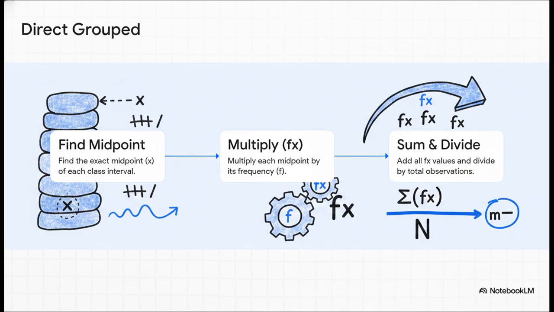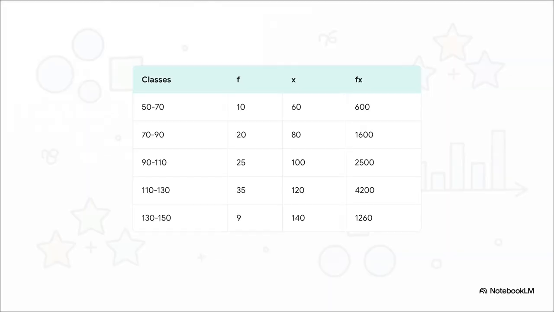Let's see how this builds our next formula, the direct method for group data. Because we don't have individual values anymore, we have to create a proxy. Step 1, we find the exact midpoint of each wage bracket, which we'll call X. Step 2, we multiply that midpoint by the number of workers in that bracket, which is its frequency, F. Step 3, we add all those up and divide by the total number of workers. Let's see it in action. Look at the first row. The midpoint between 50 and 70 is 60. We multiply that midpoint of 60 by the frequency of 10 workers, giving us an FX value of 600. We just repeat this for every single row.